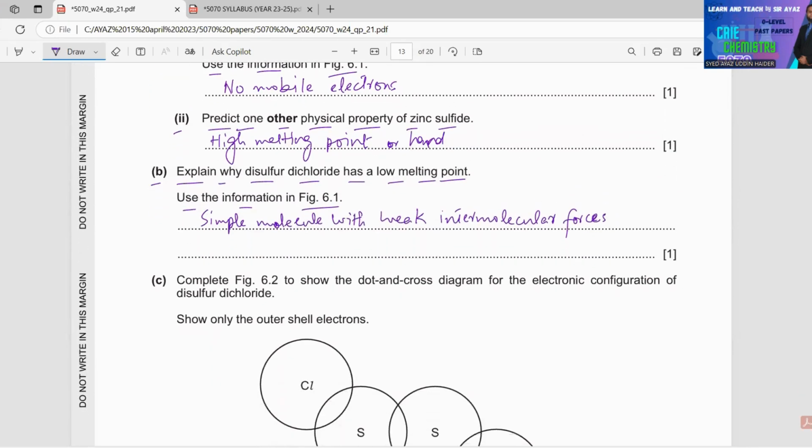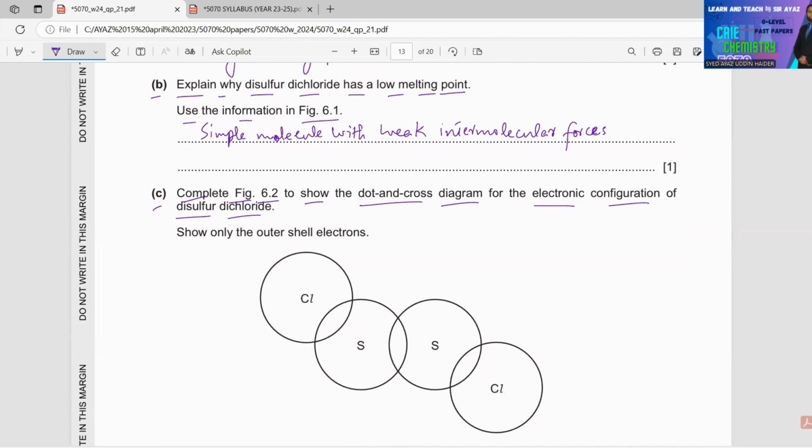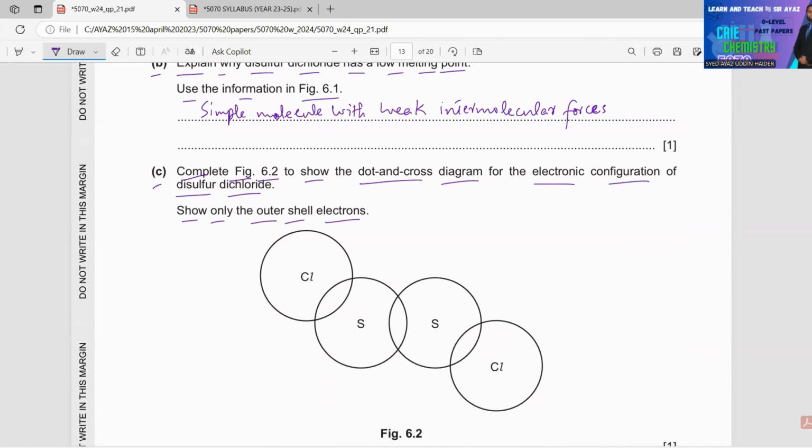Part C. Complete figure 6.2 to show the dot and cross diagram for the electronic configuration of disulfur dichloride. Show only the outer shell electrons. First of all, I'm going to show the key here for both sulfur and chlorine. For sulfur, I'm using cross, chlorine, I'm using dot. Now, let's look at the position of sulfur and chlorine.